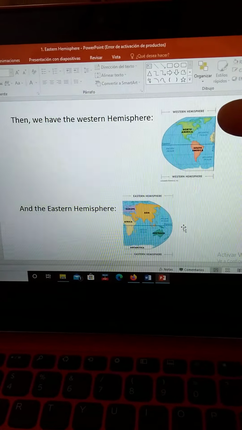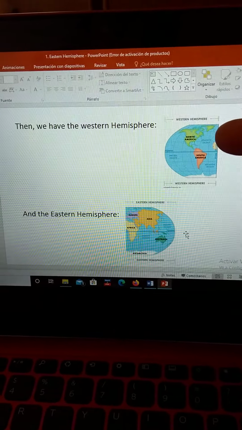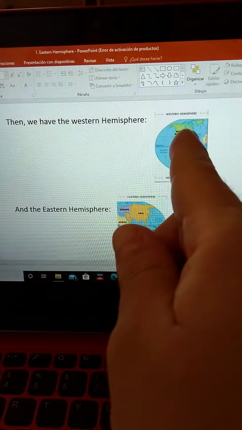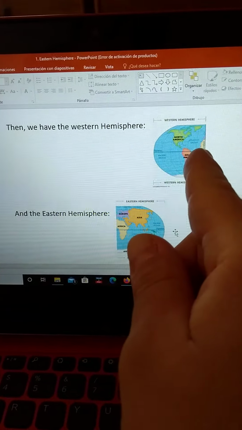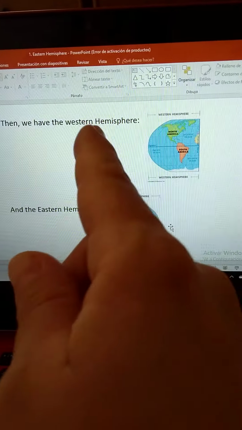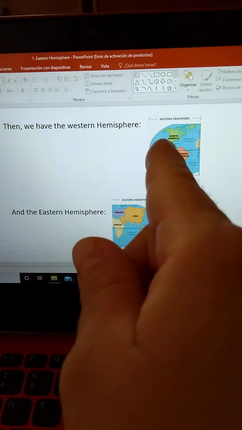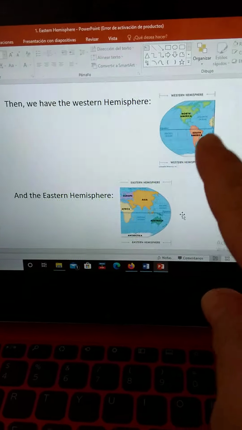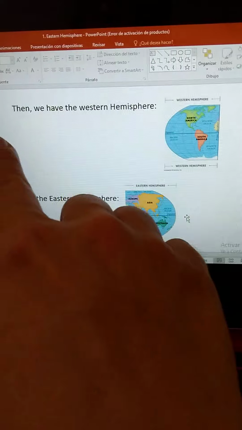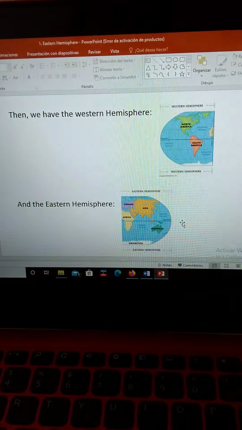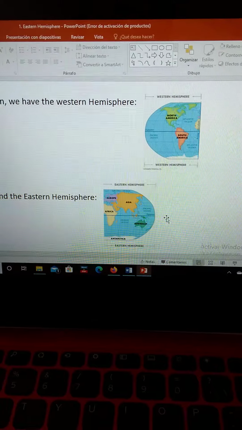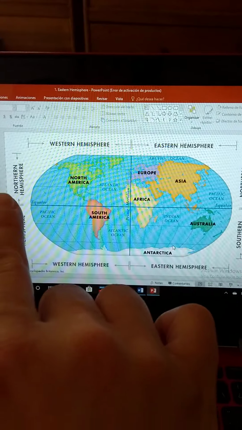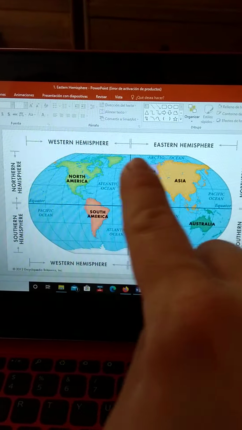And this one speaks about time. If you are in this line, you are at the 0 time, the original time. And as you move through the line, you gain hours. And if you move towards the eastern, you lose hours. So depending on how you move, you are gaining or losing hours. And now, obviously the west, because it's on the west side, and the eastern, because it's on the east side. So those are the hemispheres of Earth. You have 4: northern, southern, western, eastern.